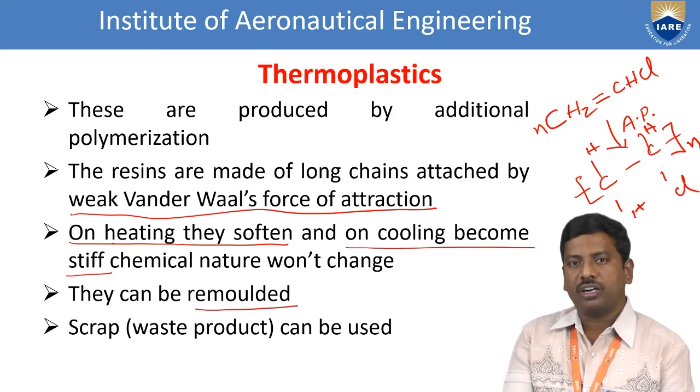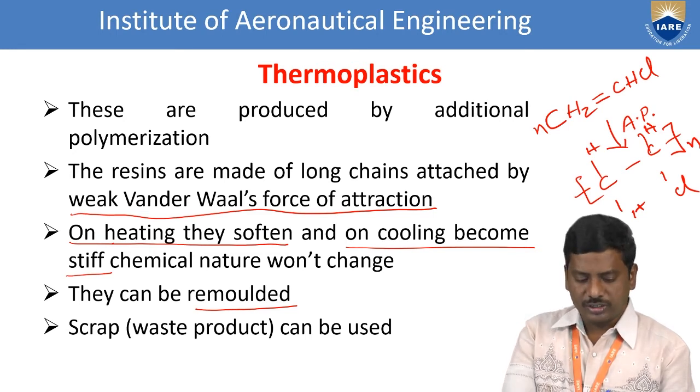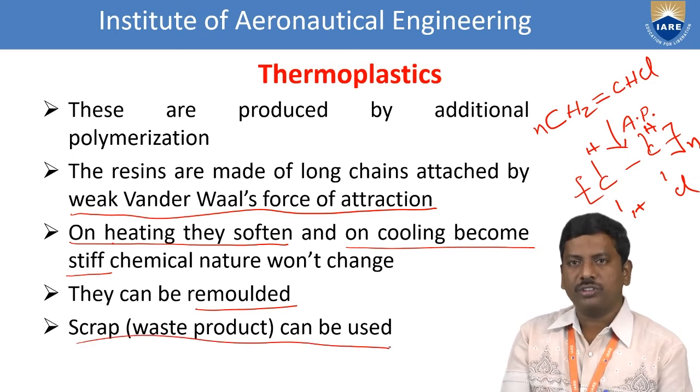Remolding means we want to change the shape, based on the intermolecular forces of thermoplastics. Mainly the intermolecular forces in thermoplastics are weak van der Waals forces. That's why they are softened on heating and stiff on cooling, and it is possible to change them from the desired shape to any other alternative shape. Such a process is remolding. After that, scrap waste product can be used in the case of thermoplastics. That's why they are very cheap in cost.